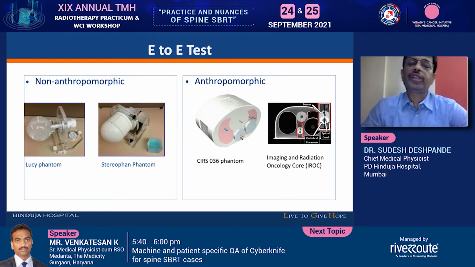In foreign countries, we can get phantoms on lease, but unfortunately in India we do not have the option to get this phantom on lease or by paying for some days. We have to buy it, which is very costly. So we can use even a non-anthropomorphic phantom. The advantage with these phantoms is that the measuring instruments are inbuilt in the system, and it becomes easy as compared to the anthropomorphic phantom.